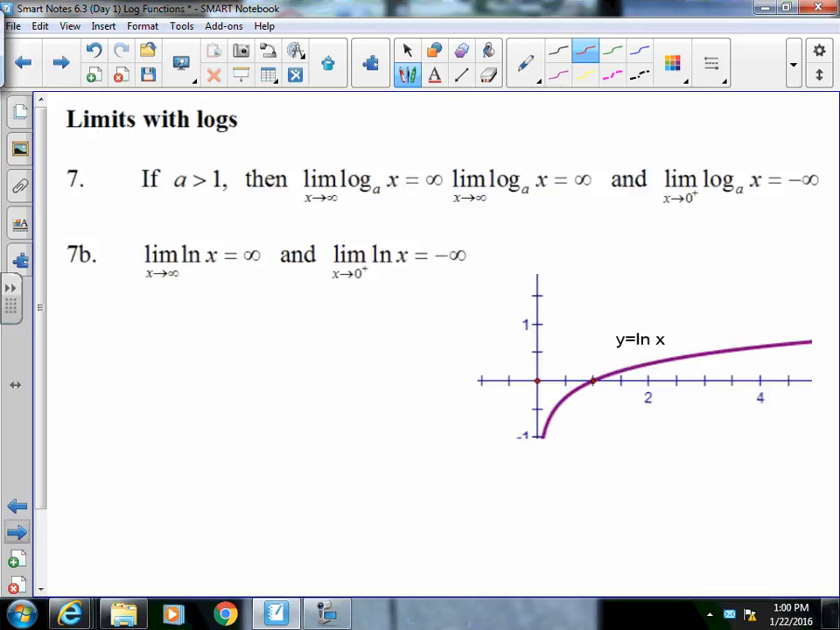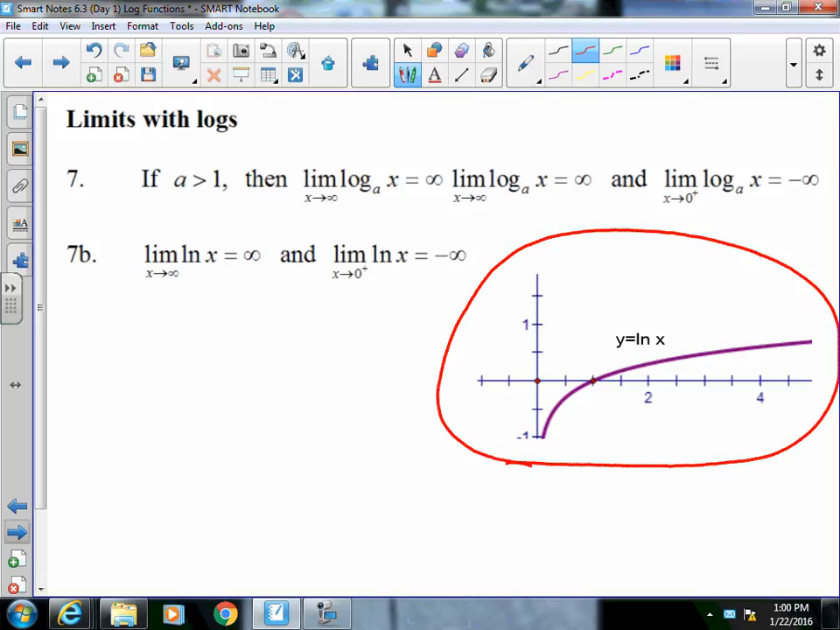So, if a is greater than 1, then the limit as x approaches infinity of log base a of x equals infinity. Apparently that's there twice. And as we approach 0 from the positive side, it's negative infinity, because all logarithmic functions look roughly like this. There are some changes depending on what is plugged in, or if it's stretched or compressed or split, but that's the general approach. The limit as x approaches infinity of ln of x is infinity, and as x approaches 0 from the positive side, it's negative infinity. So natural logs look very similar to logarithms as well.